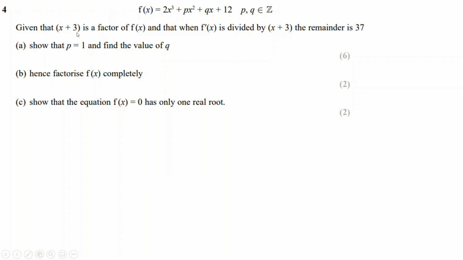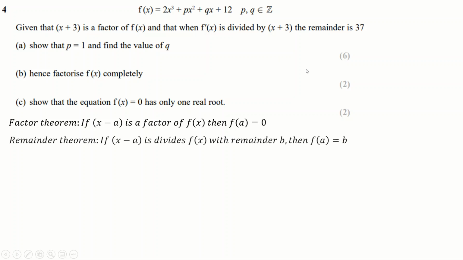Question number 4 is a doozy. It uses both factor theorem, which says if x minus a is a factor of f of x, then f of a is 0. And it also uses remainder theorem, which I haven't actually seen before in these papers, but apparently that's on the spec. Remainder theorem says if x minus a divides f of x with remainder b, then f of a is b. Remainder theorem is actually just a more general case of factor theorem, because what is a factor if not dividing something with a remainder 0?